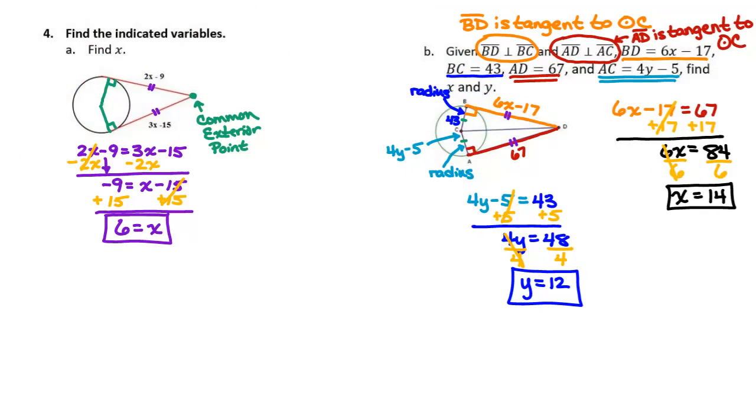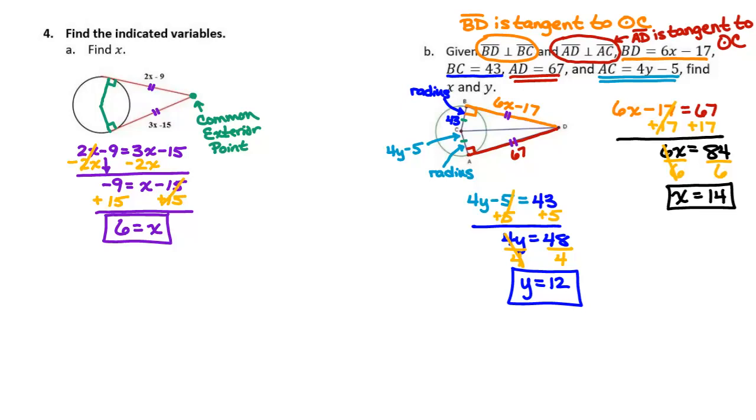Radii can always be set equal to each other if they're in the same circle because all the radii are congruent. And two tangent lines, as long as they're coming from a common exterior point, are congruent to each other. So we can set their measurements equal to each other. So far, so good? All the problems on your homework that look like ice cream cones, kind of like these guys, falling over ice cream cones. This is how you solve those problems.